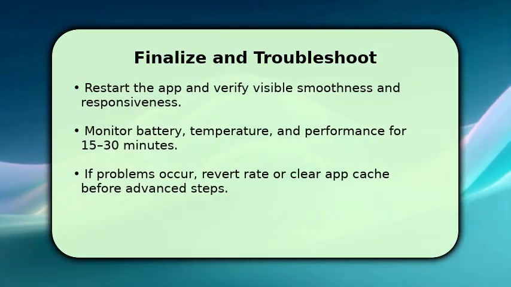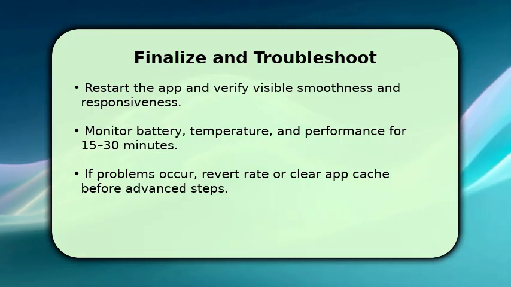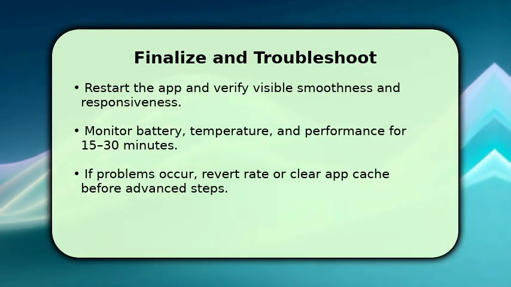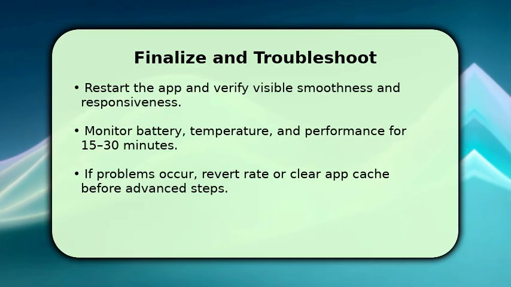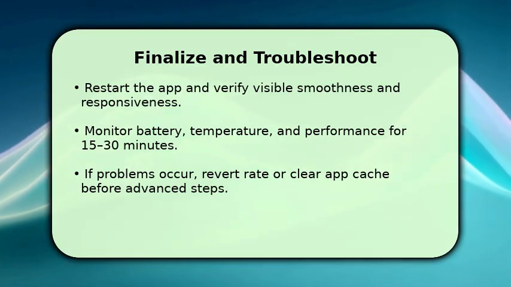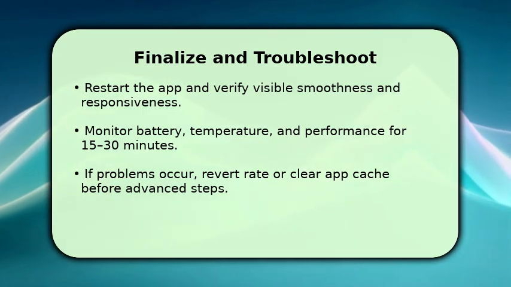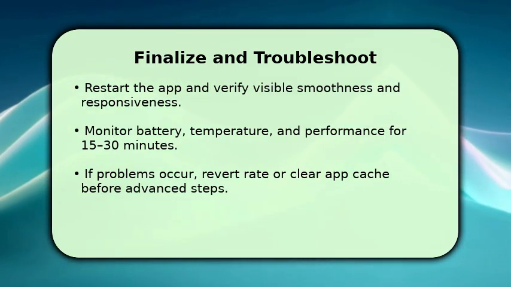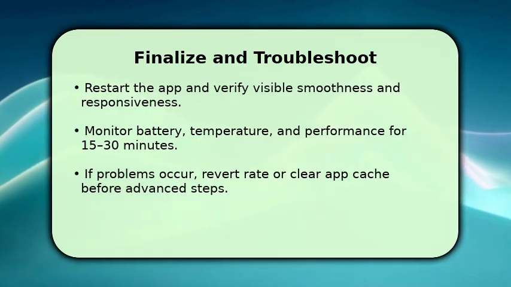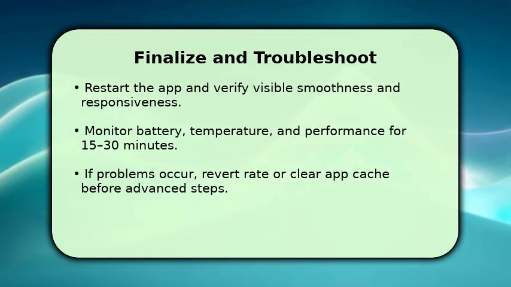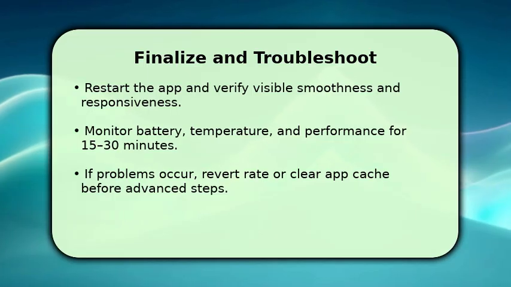Make sure to monitor battery usage and device temperature for a short period, because higher Hz increases power draw. If you notice stutters, graphical glitches, or excessive battery drain, revert to the previous rate and clear the app cache. That often resolves conflicts. If issues persist, update the app or display drivers, or use the one troubleshooting tip. Temporarily lower the rate.